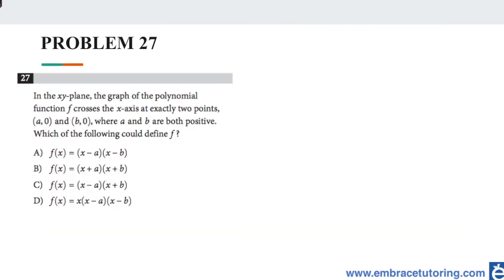Problem 27 states, in the xy plane, the graph of the polynomial function f crosses the x-axis at exactly 2 points, (a, 0) and (b, 0), where a and b are both positive. Which of the following functions could define f?